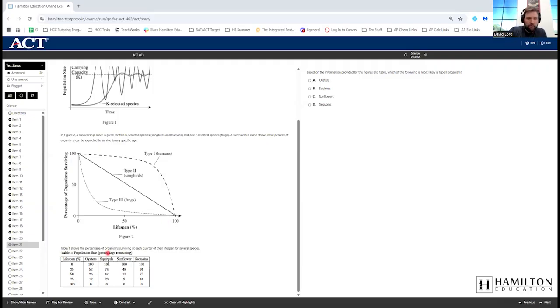How about squirrels? Well, squirrels have a steady drop. It's like 25, 25, 25, 25, which is like songbirds here. How about sunflowers? Sunflowers look similar to oysters, where it decays rapidly. And then sequoias, it takes a very long time. So sequoias look like type 1. So the best answer here is squirrels, and that's because type 2 should go down at a constant rate, and that's what we see here in table 1.